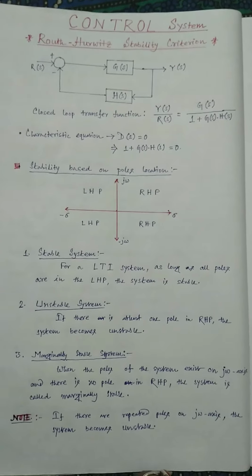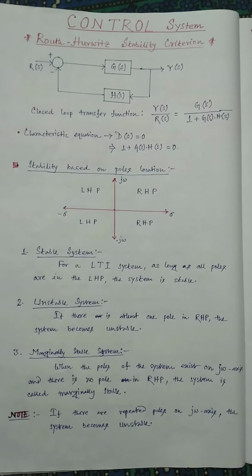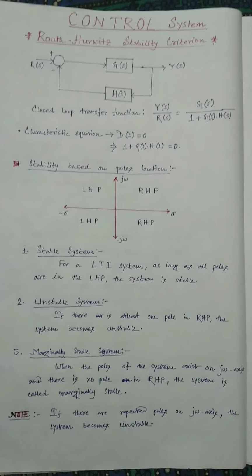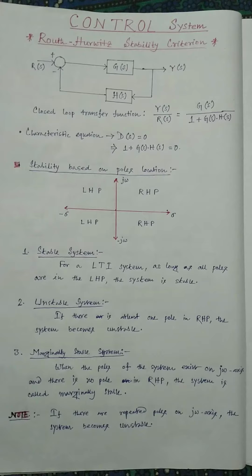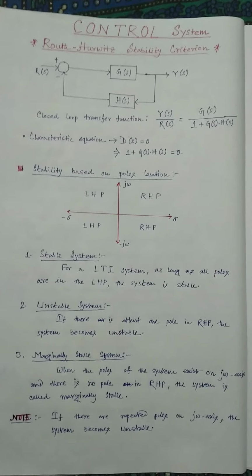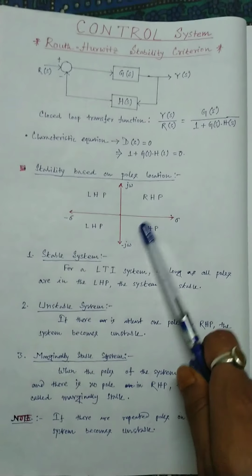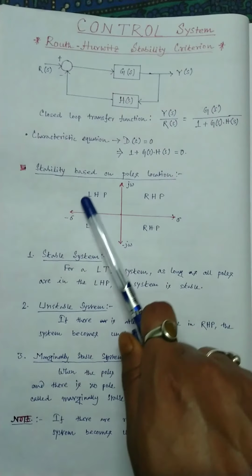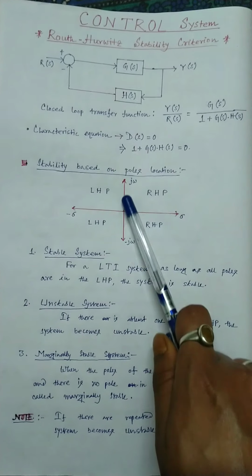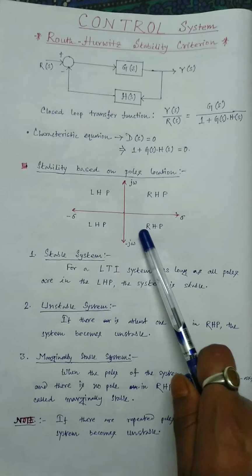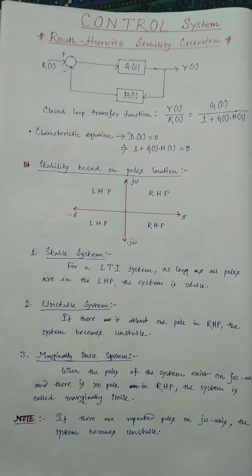Now, what is a marginally stable system? When the poles of the system exist on the j omega axis and there is no pole in the right half plane, the system is called a marginally stable system. So, if there are some poles on the left half plane and one or multiple poles on the j omega axis and no pole in the right half plane, then the system is marginally stable.